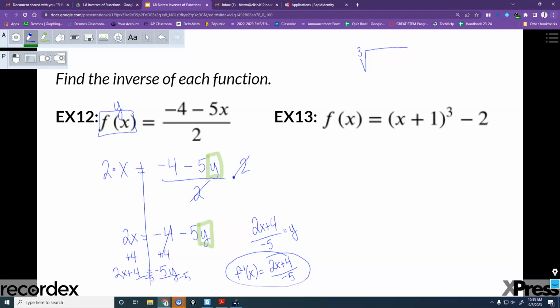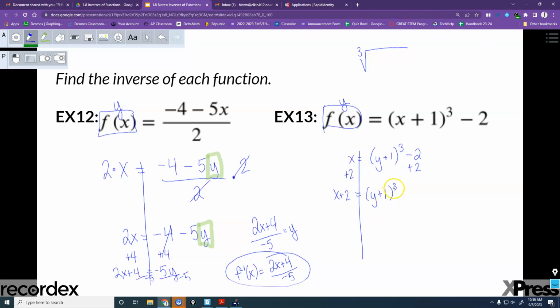Okay, let's look at this. All right, I'm going to switch X and Y's. This is like my Y. So I'm going to have X equals, oh, sorry. Here we go. Y plus 1 cubed minus 2. The first thing you're going to get rid of is that 2. So you'll add the 2. X plus 2 equals Y plus 1 cubed. Okay? What's the next thing you got to get rid of?